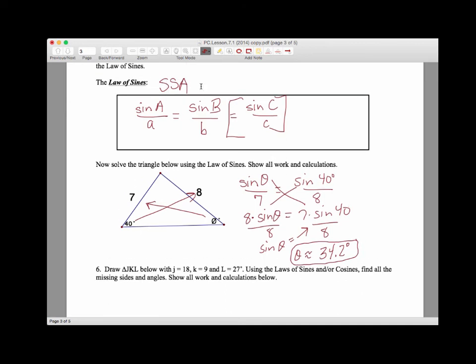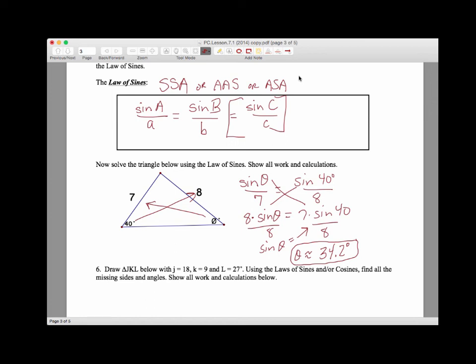So we use the law of sines this time to set up a proportion and solve for the missing angle. Law of sines, again, is good for side-side-angle. It's also good for angle-angle-side. It's also good for angle-side-angle. So there's 3 scenarios where the law of sines would be the appropriate measure. So there you have it. There's the law of sines, law of cosines.